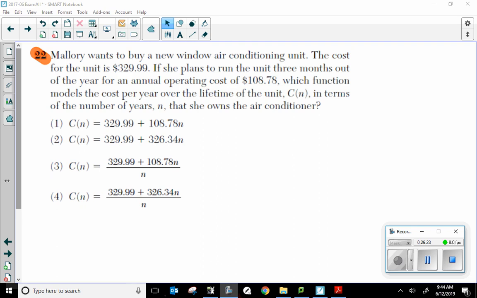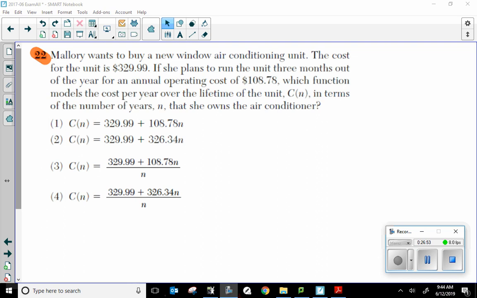22. I don't like 22 for an Algebra 2 problem. It's really an Algebra 1 problem. Okay? Mallory wants to buy a new window air conditioner unit. Air conditioning unit? Yeah, that's what it says. The cost for the unit is $329. She plans to run the unit 3 months out of the year for an annual operating cost of $108.78. Which function models the cost per year over the lifetime of the unit?